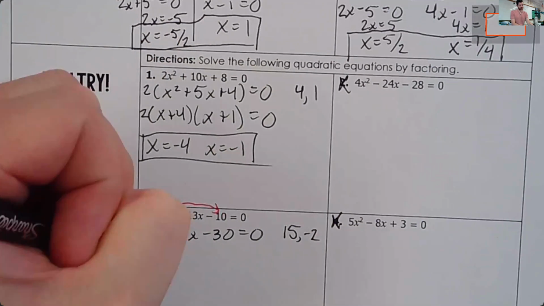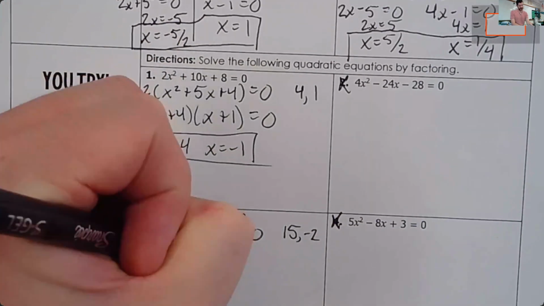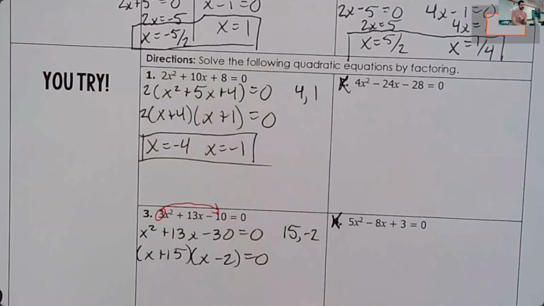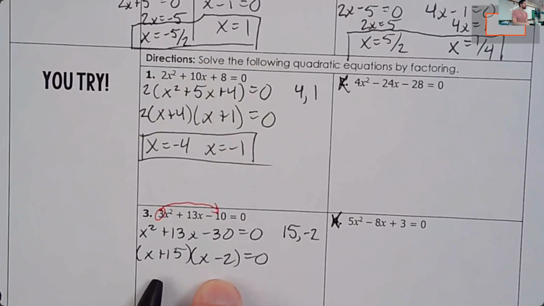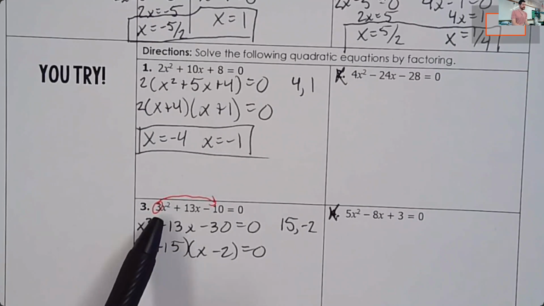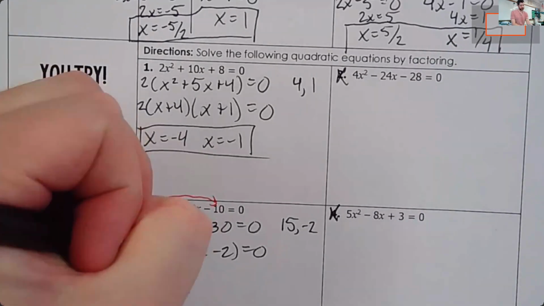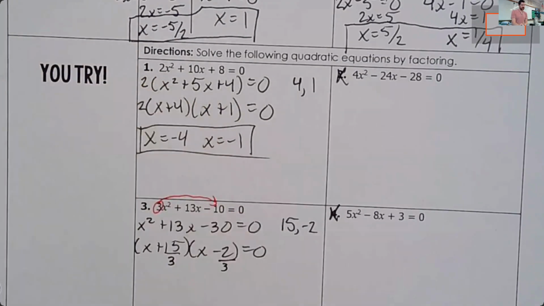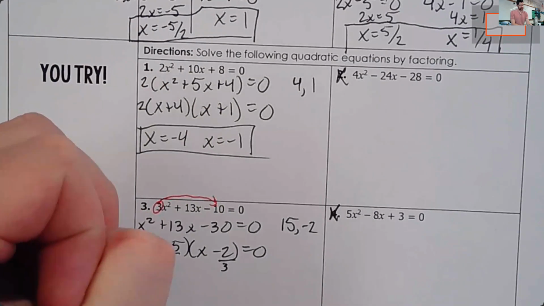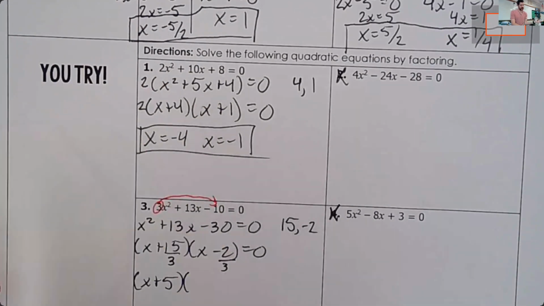So x plus 15 times x minus 2 equals 0. Can we just set these equal to 0 and solve for x now? Nope. Because we're doing slip and slide. So these both have to be divided by the value that was slipped. So we have to divide them by 3. 15 divided by 3, does that divide evenly? Yeah, it's 5. So x plus 5. And then what's our second set of parentheses going to be?